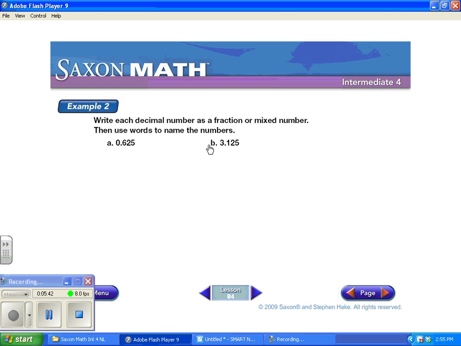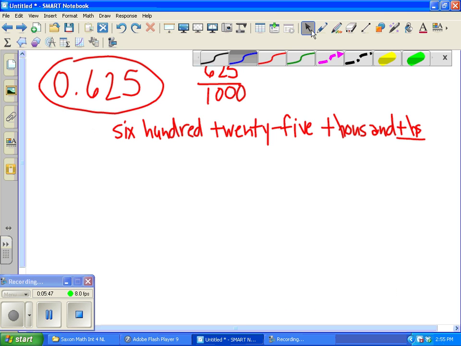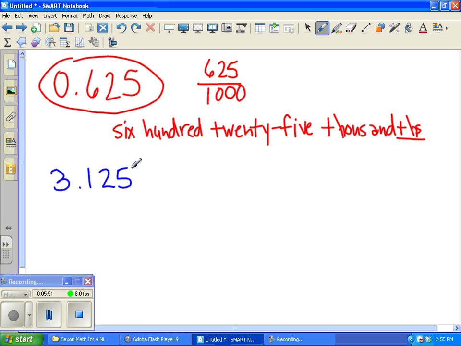Okay, let's take a look at B. 3.125. And you may hear some people say, well, that's 3.125. And, yeah, it is, but it's not the math way to say it. Do you remember what we say at the decimal point? And, don't we? We say 3 and 125 thousandths.